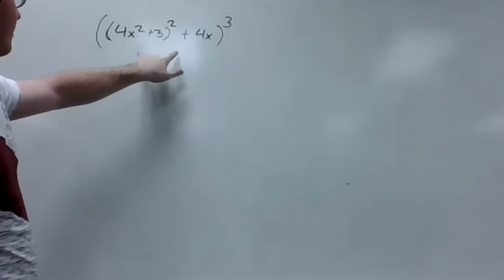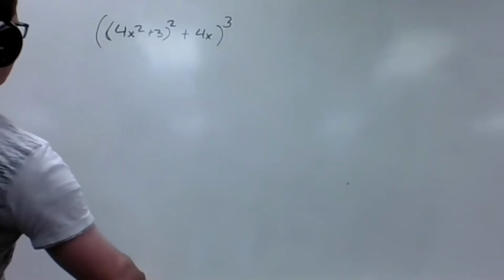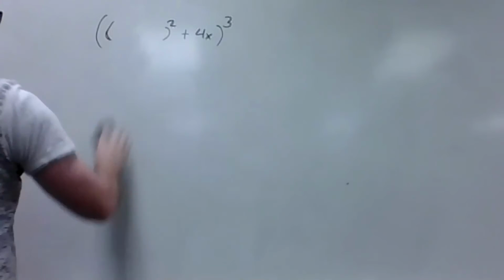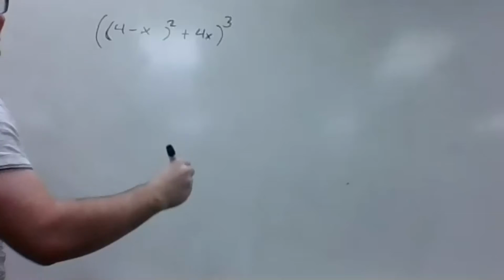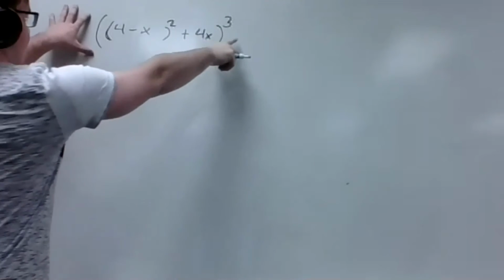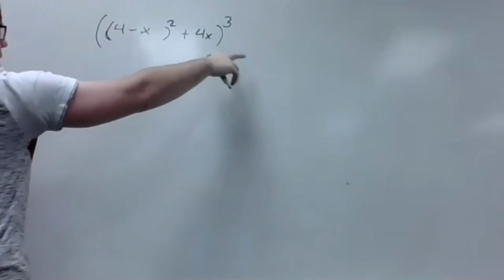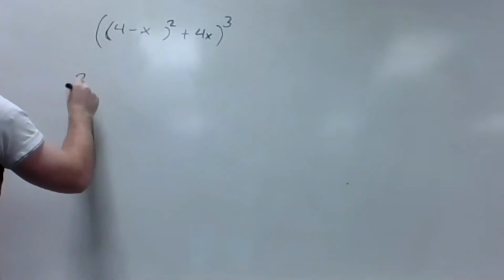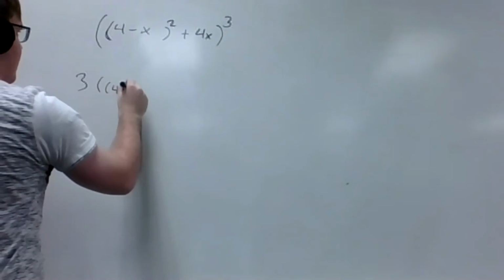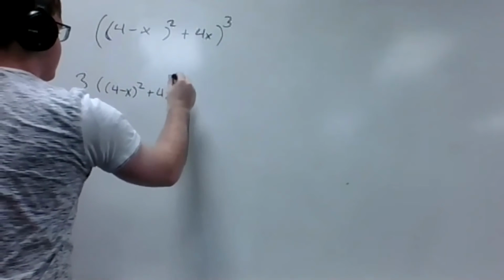So this is a chain within a chain, and these are pretty sneaky. Actually, I'll rewrite this one so it's even more sneaky. All right. So the first step, we're going to take the outside function. We're basically going to do the power rule to the 1 unit and then multiply it by the inside function. So we take this 3 times the 4 minus x squared plus 4x to the second power, right? And then we have to chain it.